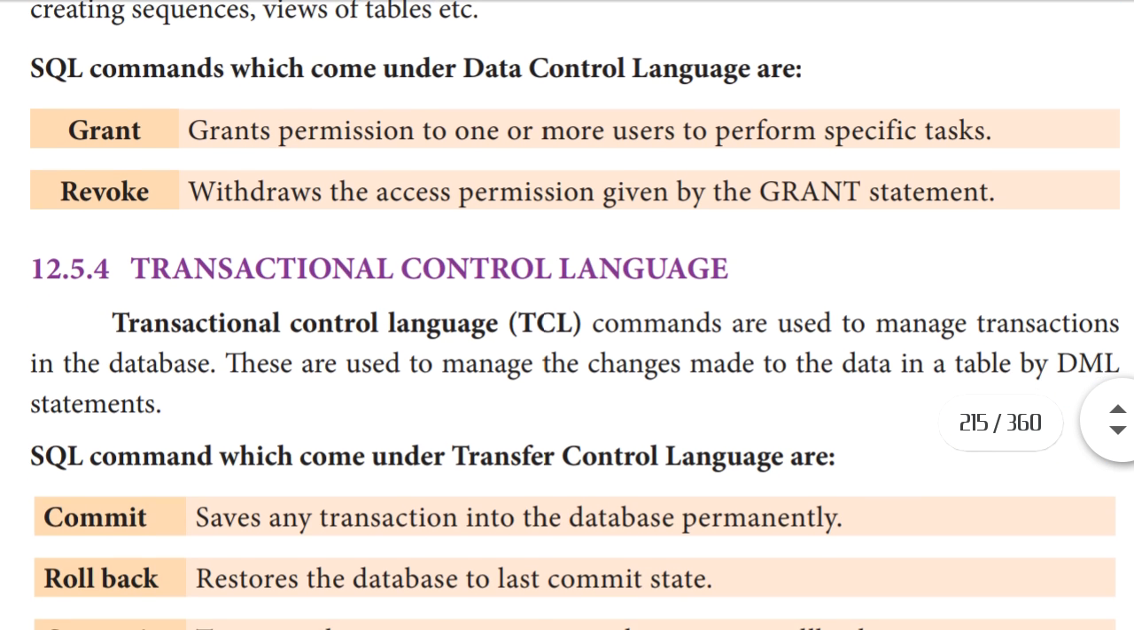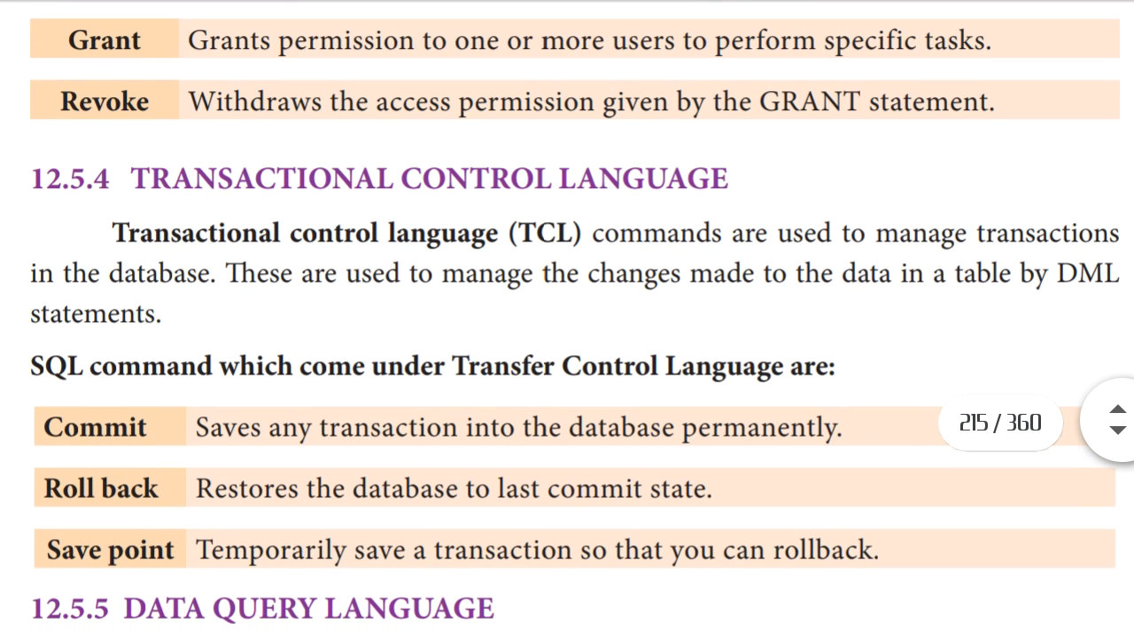Next we are going to see transactional control language, shortly TCL. Its commands are used to manage transactions in the database. They are used to manage the changes made to the data in a table by DML statements. With the help of DML statements, we are making some changes in the table. But suppose we don't want those changes now, how can we get them back? With the help of TCL SQL commands.